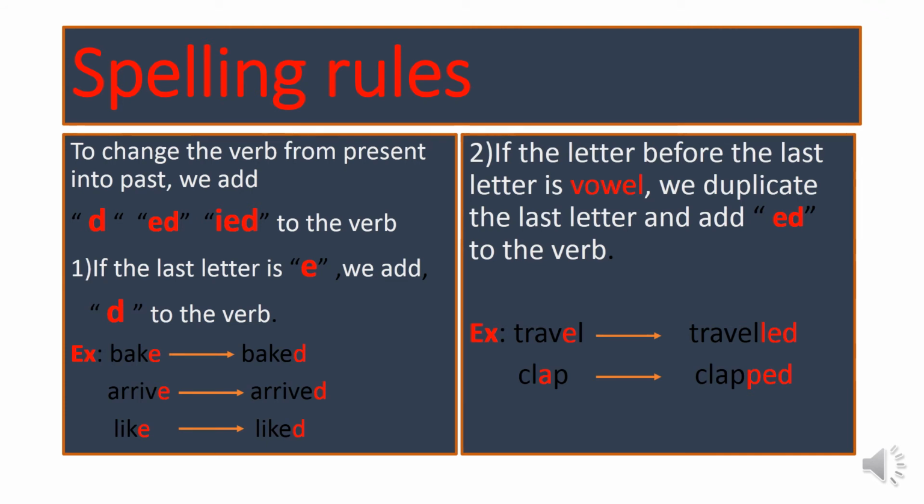The second spelling rule, if the letter before the last letter is a vowel, we duplicate the last letter and add ed to the verb. Like in travel, the letter before the last letter is e, e is a vowel, so I will duplicate the last letter which is l and add ed, it will be traveled. The same with clap, the letter before the last letter is a, a vowel, so I will duplicate the last letter which is p and add ed, it will be clapped.